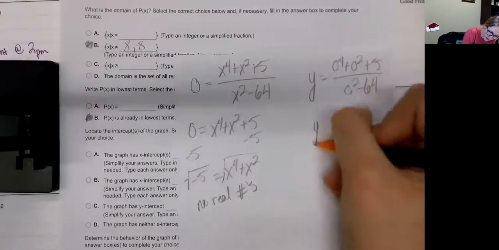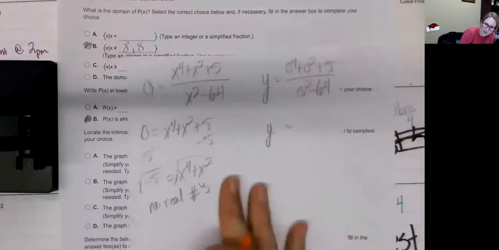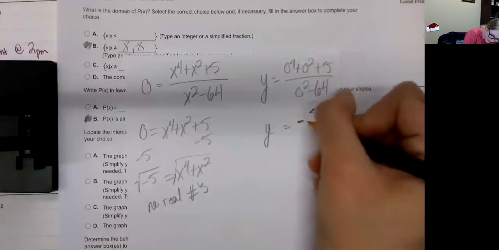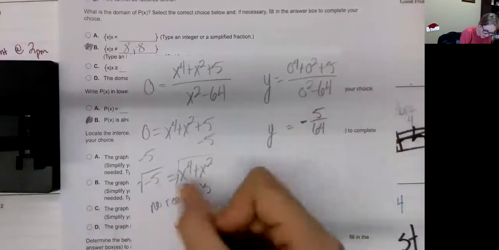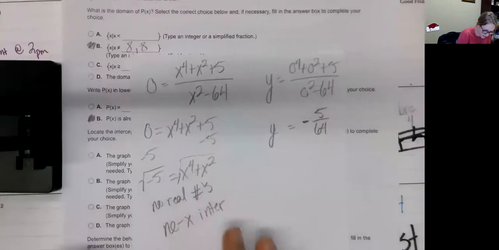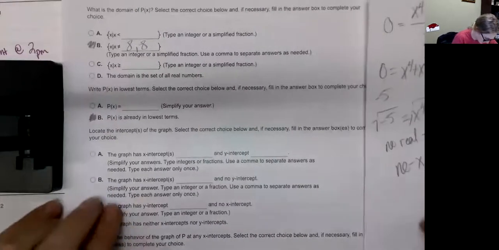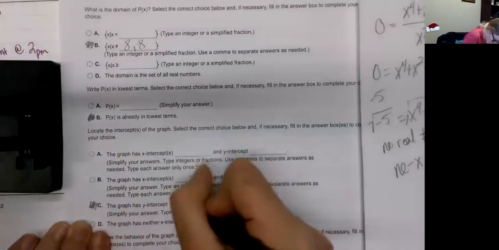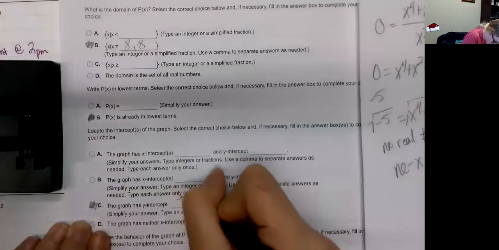Over here, we just simplify that out and we'd be left with a negative 5/64. So no x-intercept. So the graph has a y-intercept and no x-intercept, and our y-intercept is negative 5/64.